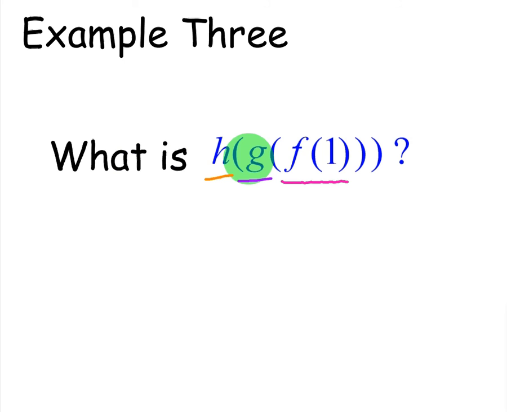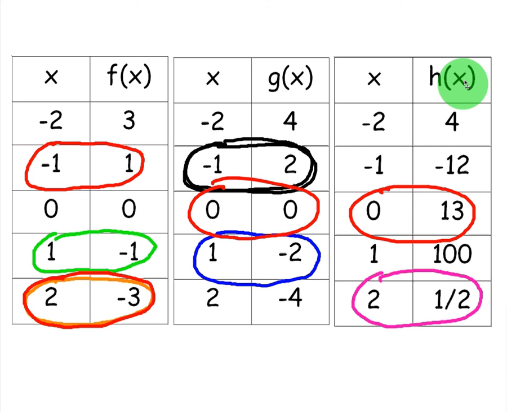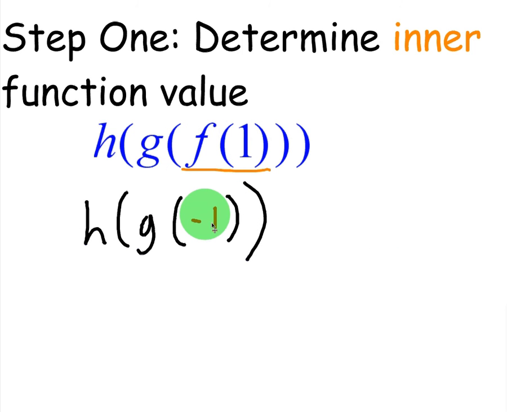So always work from the inside out to solve these. So let's look at f of 1 first. Let's go to step 1 so we can read it. It says determine the inner function value. So we want to focus on f of 1 first. We'll use orange this time since inner was in orange. So let's go to our charts and find f of 1. If we look at x, f of 1 is equal to negative 1. So we're going to replace f of 1 with negative 1.